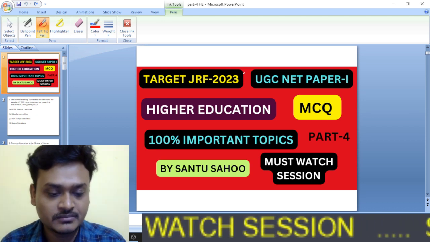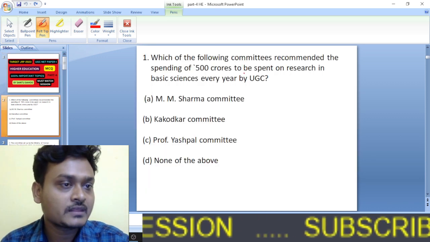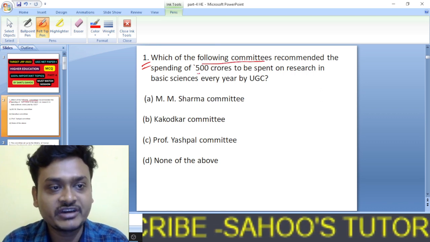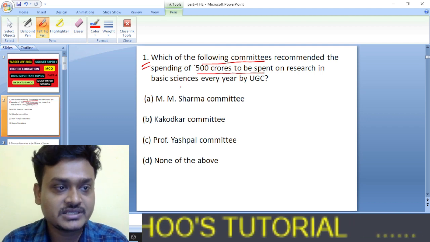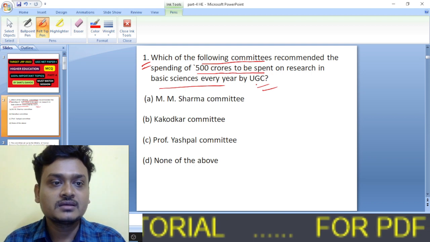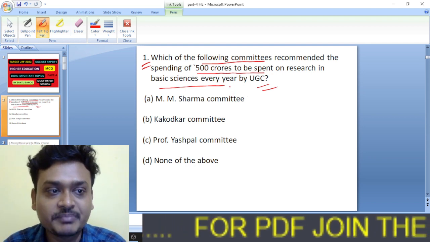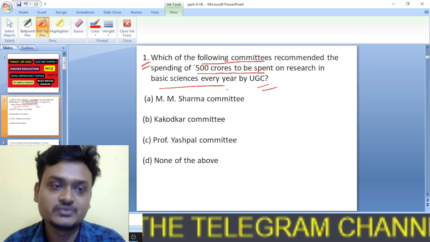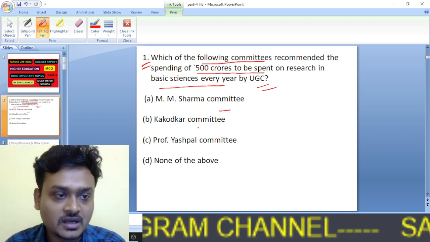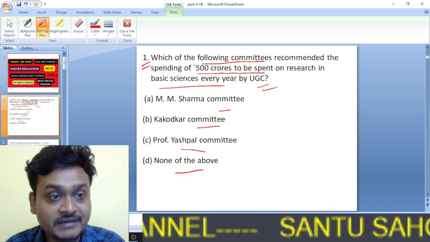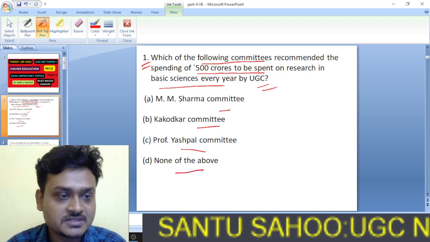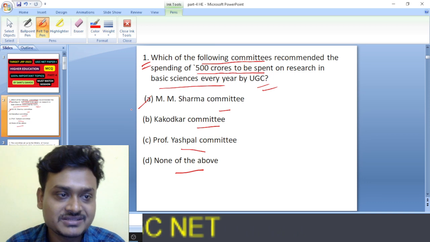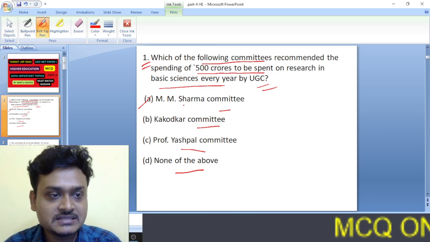So let's get started with question number 1. Here is your first question on your screen. Which of the following committees recommended the spending of 500 crores to be spent on research in basic sciences every year by UGC? Your options are M.M. Sharma committee, Kakodkar committee, Professor Jaswal committee, or none of the above. The right option is M.M. Sharma committee, which recommended 500 crores to be spent on research in basic sciences every year by UGC. So A is the right option.